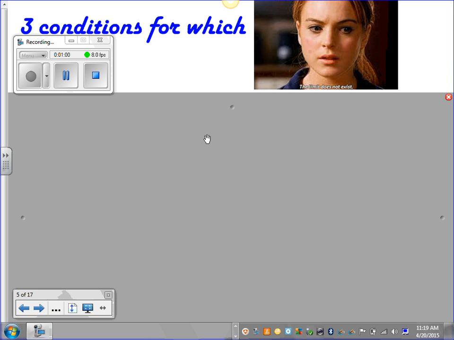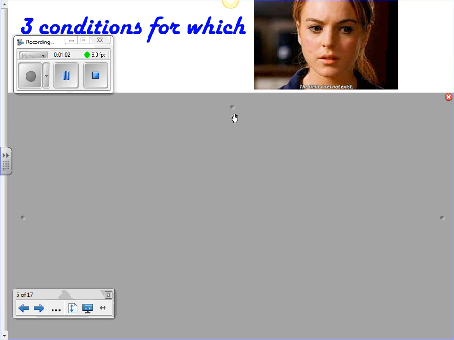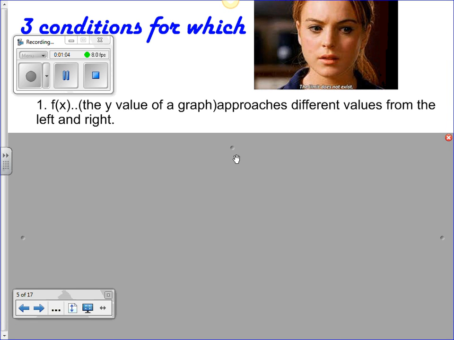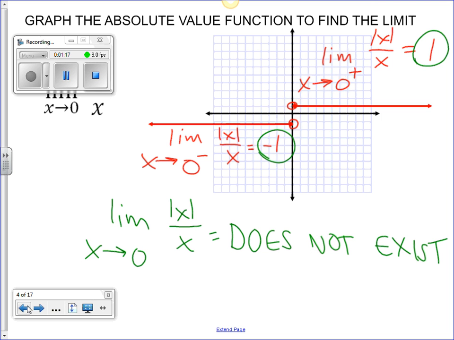Okay, so as you can see here, the three conditions for which the limit does not exist. The first one here is what we have on this previous slide. So the function, the y value of the graph, approaches different values from the left and from the right. So if you get a situation like this, the limit does not exist.